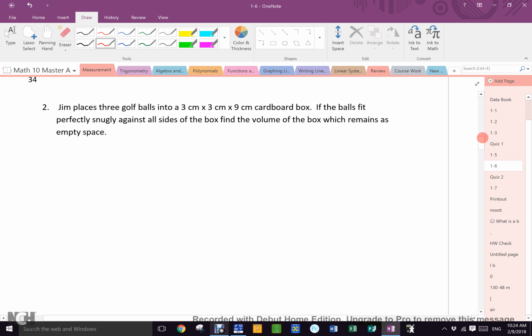Why is this important? Because you don't want any extra space, do you? If there's extra space, that's extra materials. If there's extra materials, that's more cost. If there's more cost, that's bad. So how do you figure it out?